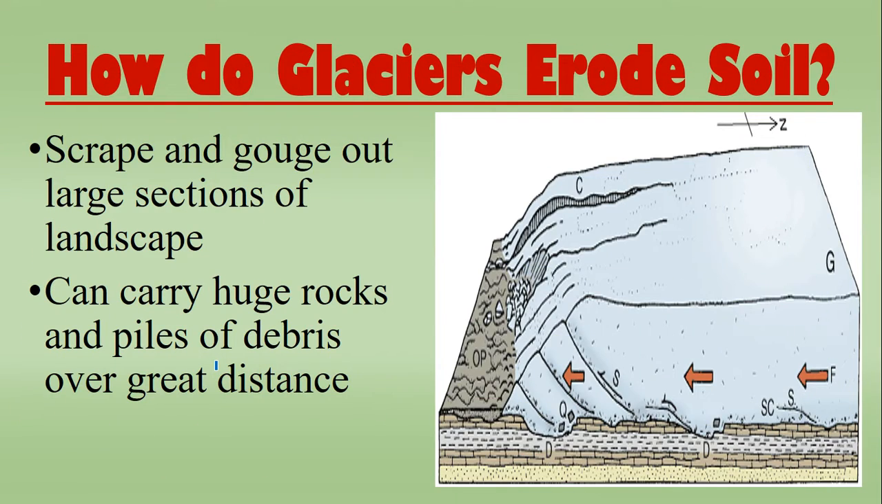Now, how do glaciers erode the soil? What happens is they start to scrape or gouge out large sections of the landmass as it grows and as it retreats. And it carries these huge rocks and piles of debris over a great distance and then deposits them. You can kind of see right here, it's gouging out, it's scraping out some of these parts of the soil, and it deposits them when it starts to move backwards.